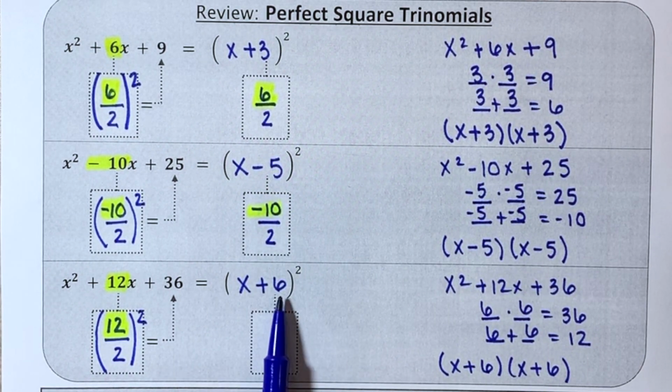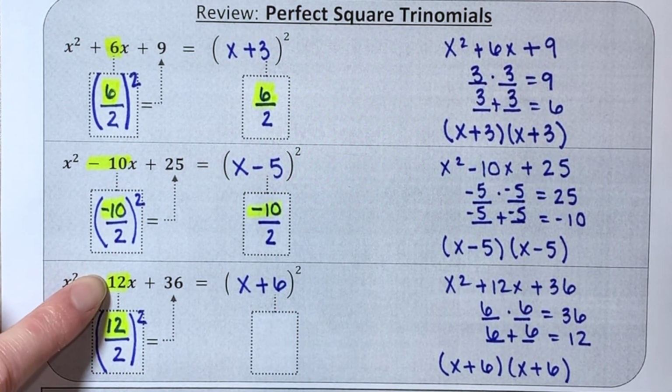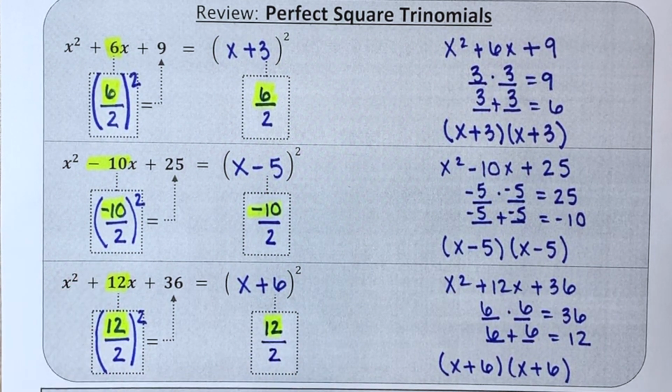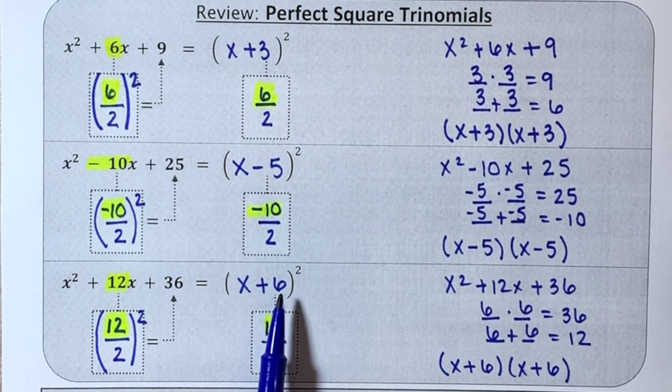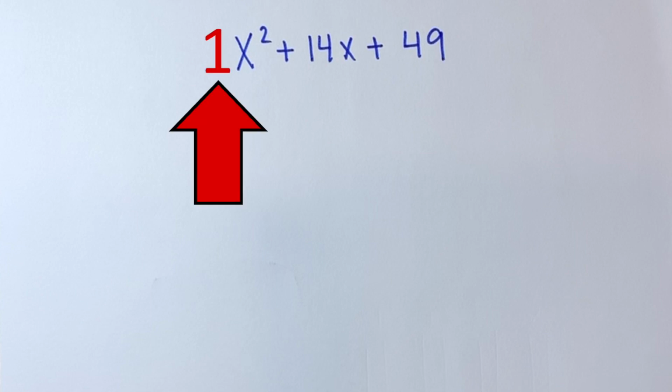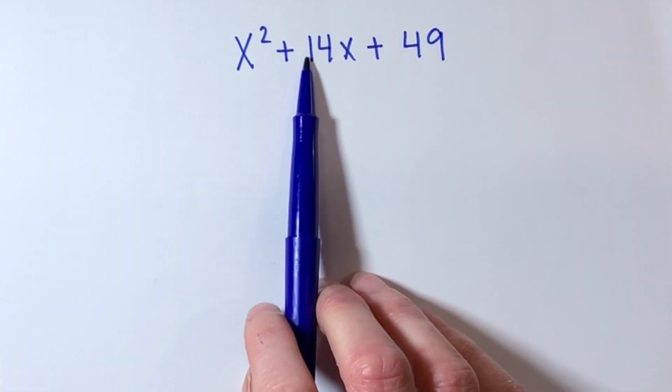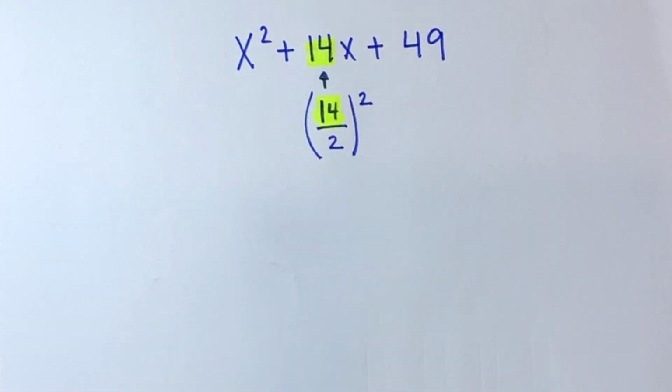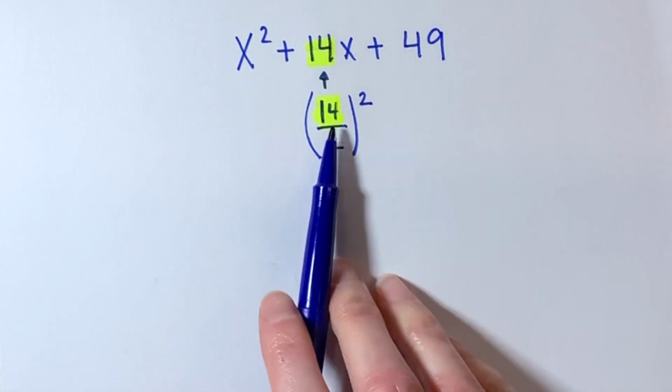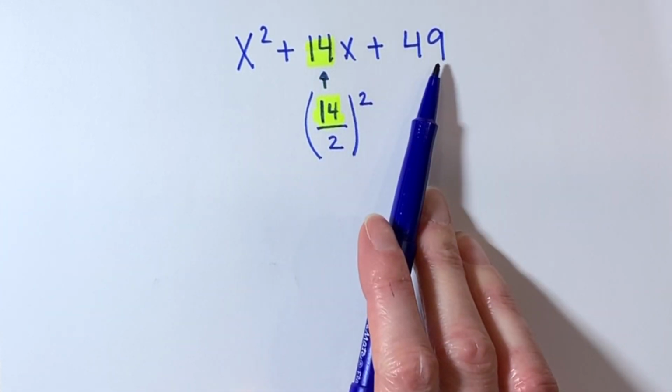Let's check this last one. So again, let's take this special number, this 12, and if we divide it by 2, we should get this number right here. Let's see, 12 divided by 2 gives us 6, and sure enough, that's the number right here in factored form. So just as a real quick side note, this is a perfect square trinomial that has a coefficient of 1 on the x squared term. So that means if you take the 14 and divide it by 2 and square it, you'll get 49. Let's double check. 14 divided by 2 gives us 7, and 7 squared, sure enough, gives us 49.